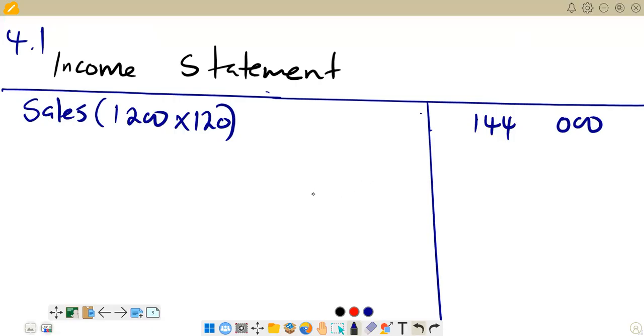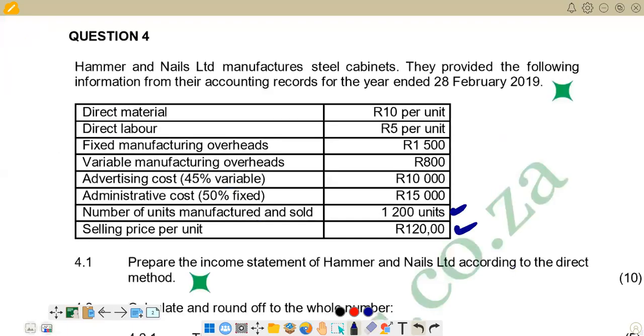Then from there, remember that we are using the direct method. We come here and less variable costs. What we are going to do is list all the variable costs that we have in the question, and then the total of the variable costs will come here. So we can go and try to identify those variable costs that we are given in the question. We start from above.